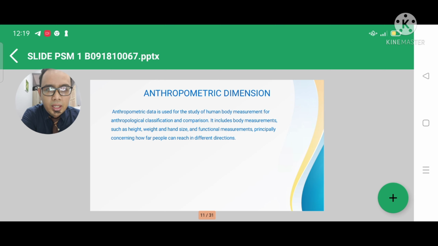Anthropometric dimension. Anthropometric data is used to study human body measurement for anthropological classification and comparison. These include body measurements such as height, weight, and hand size, and functional measurements, principally concerning how far people can reach in different directions.